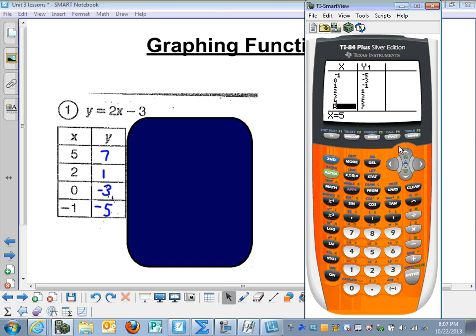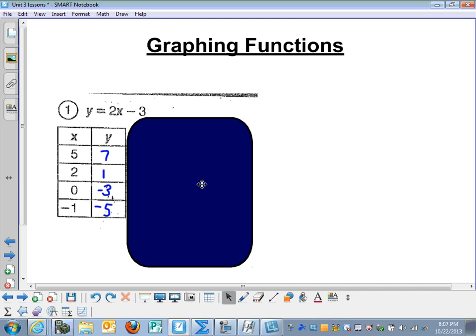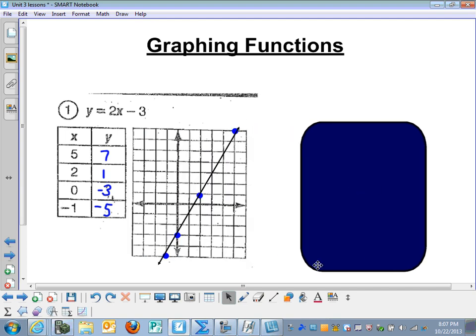When you're working on your table, you can go up or down infinitely in the x column. You can go down in the y column, but you can't go up in the y column. So if you get stuck, just go over to the x column, and that'll let you scroll up or down. Alright, so we would plot the points, and you should get a graph like that, similar to the one you saw on your calculator.